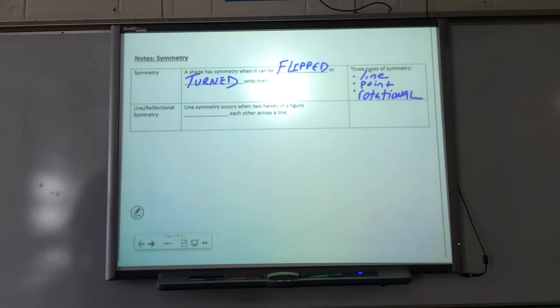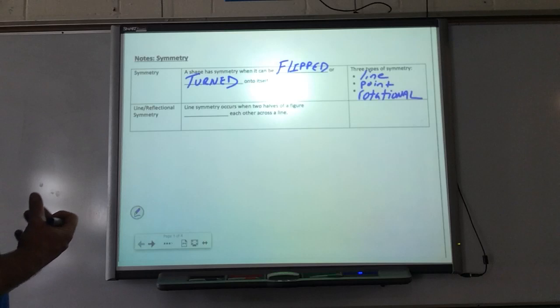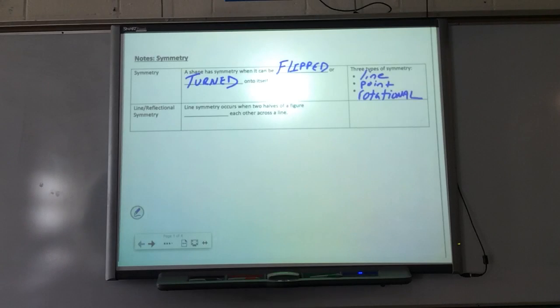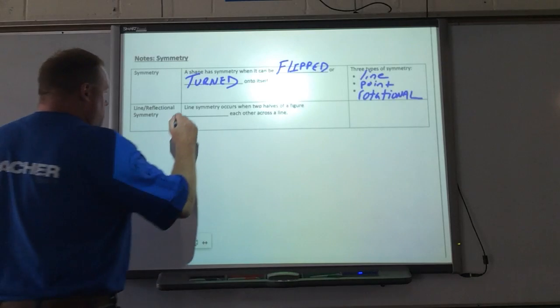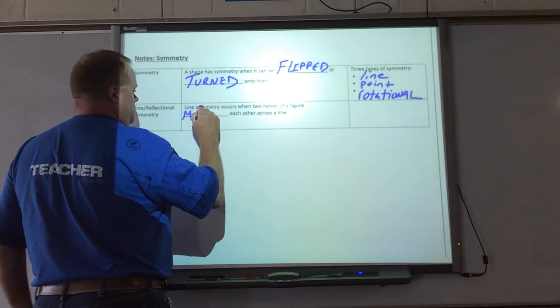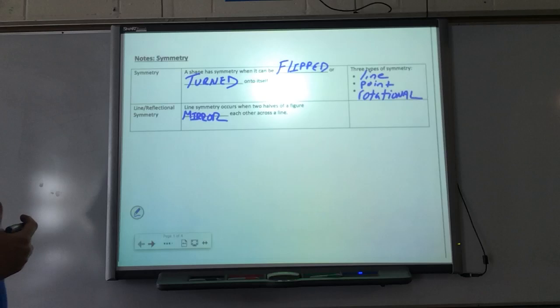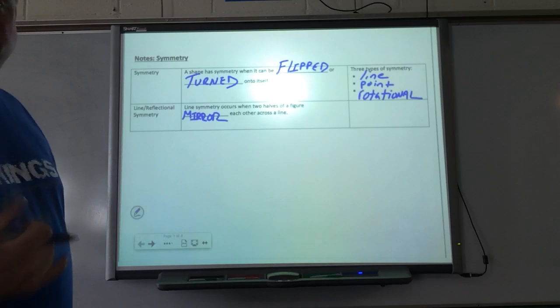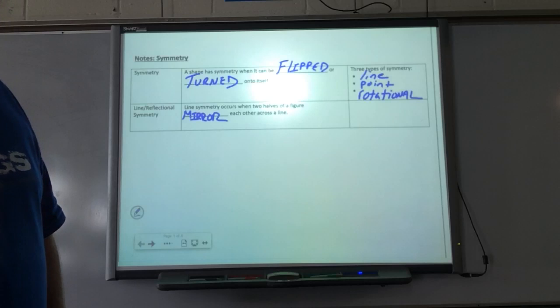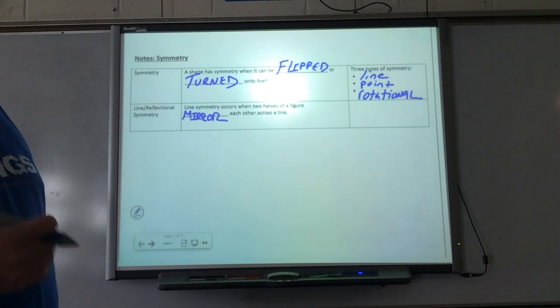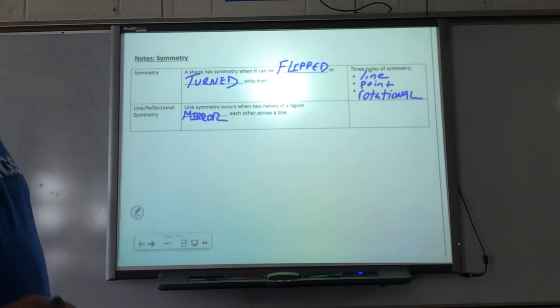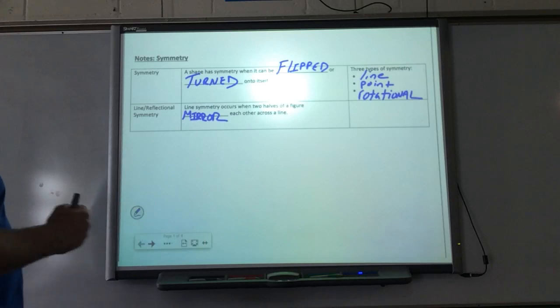The next one, line reflectional symmetry. Well, remember what reflection means. It means kind of that mirror image. So line symmetry occurs when two halves of a figure mirror, and we're going to use that word mirror, each other across a line. Now remember that since it's symmetry, the images have to be isometric, which means they have to be the same size and shape as I do this, right? So if I cut it in half, one half has to be the same as the other half, and they have to be identical. Okay, they have to be identical as I do this.